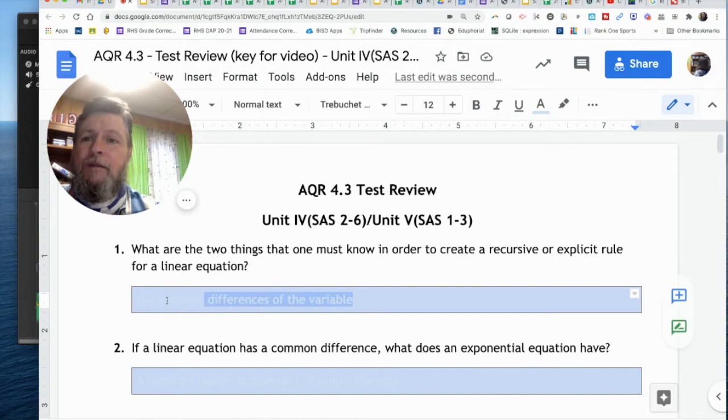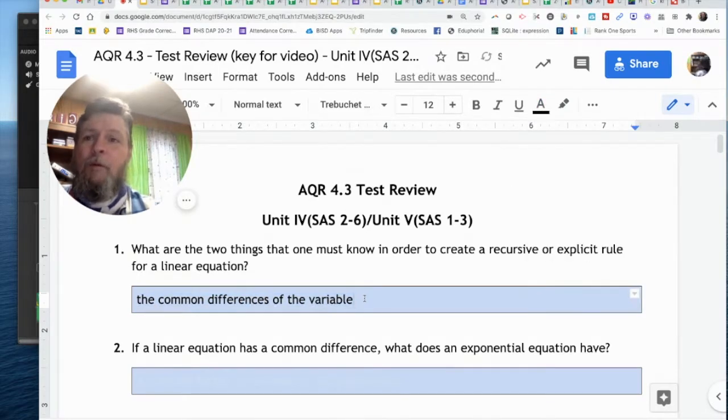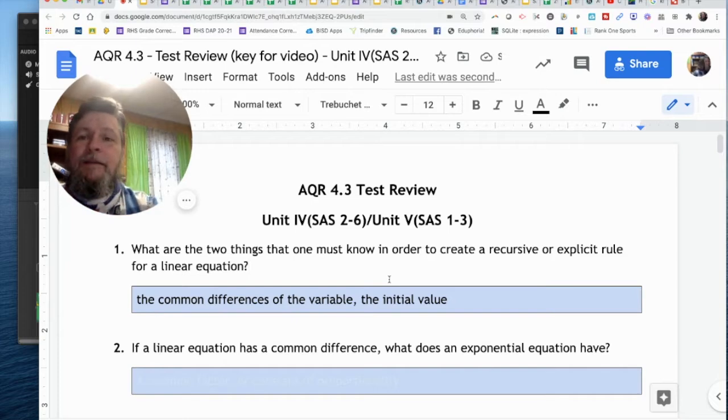Let's start with the first one, the common difference of the variable. It's very important, okay? We have to know what changes. It's the slope. We also need to know the initial value. Let's write this correctly: the initial value. So where does it start? What is the first value in the sequence?